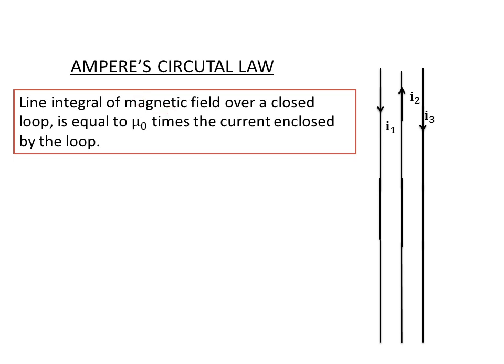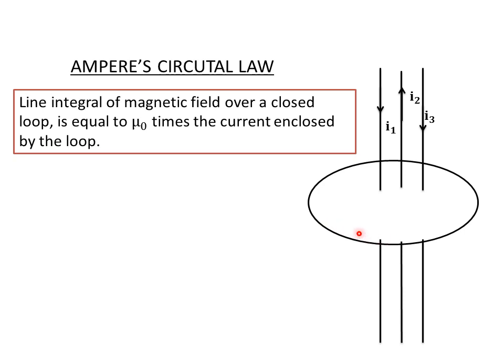In the figure, we have three current carrying wires, first carrying current I1, second I2 and third I3. I1 and I3 are downwards and I2 upwards. Suppose we have to find magnetic field at a point near the wires. For that, we have to draw an Amperian loop around the wires. Here we can draw a circular loop around the wires. So this is our Amperian loop.